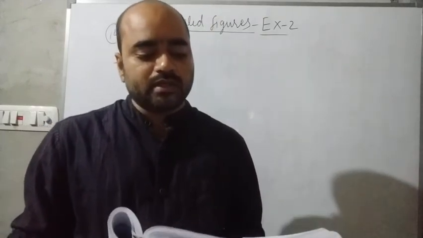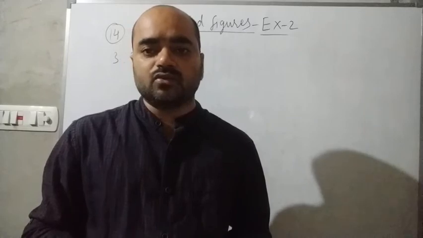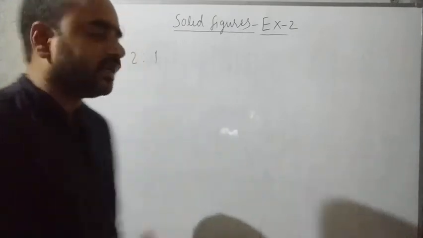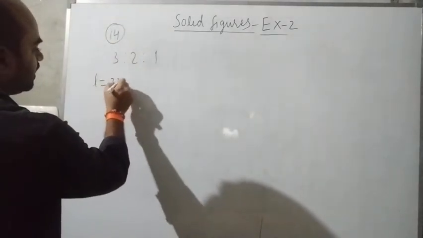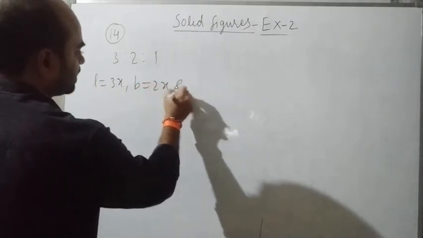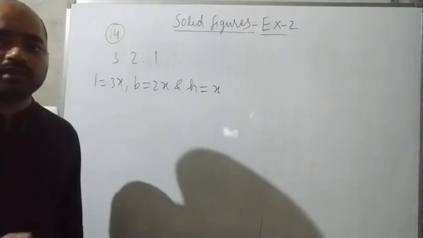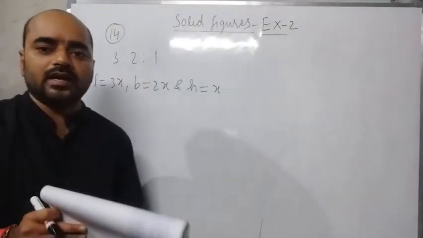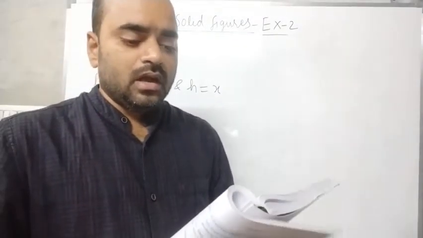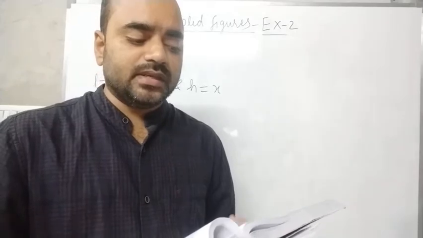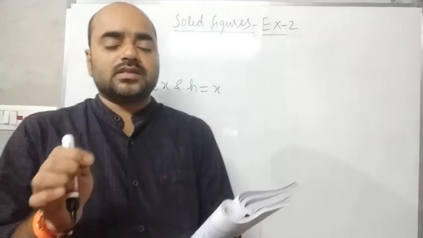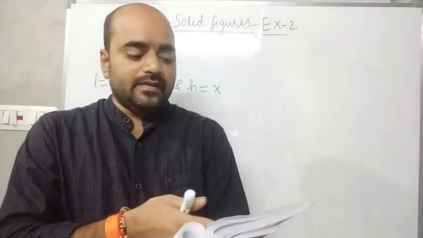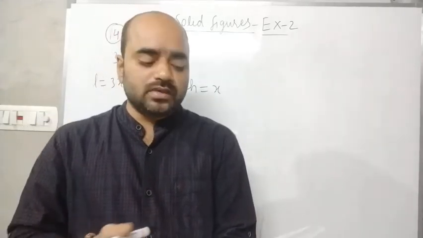Next question, 14. The length, breadth and height of a classroom are in the ratio 3:2:1. It means we can take length as 3x, breadth as 2x and height as x. Then a student requires 3600 centimeter square of floor area to sit. In the class, one student requires 3600 centimeter square of floor area. And what is the maximum number of students? Total number of students is 150.